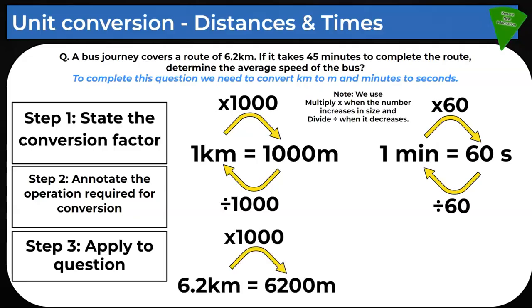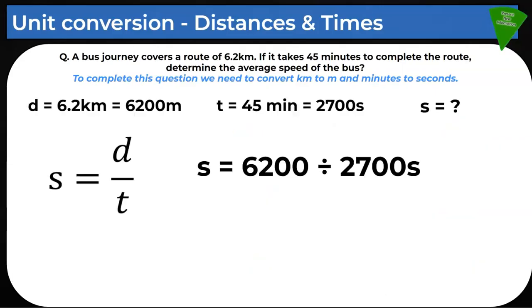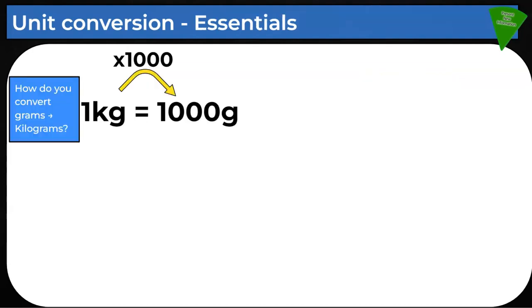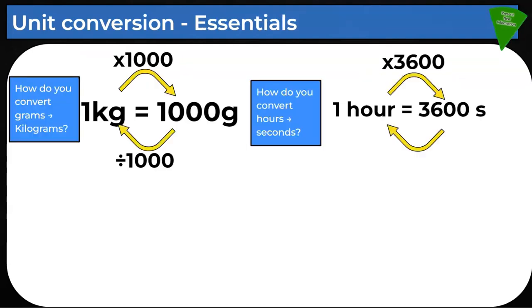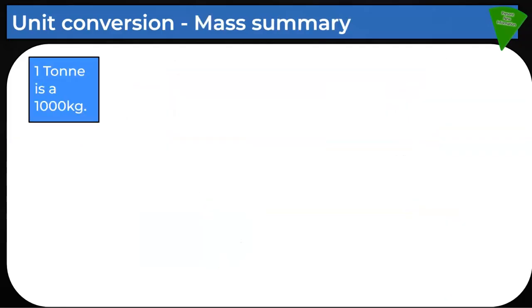Then I would apply that to the question. So if I was going from say 2.6 kilometers, I would multiply that by 1,000, and that would be 2,600 meters. There are some other examples here that you can then use. I'm just going to put these up, and again I would encourage you to pause the video for a moment and consider each of these and make sure you're happy with them.